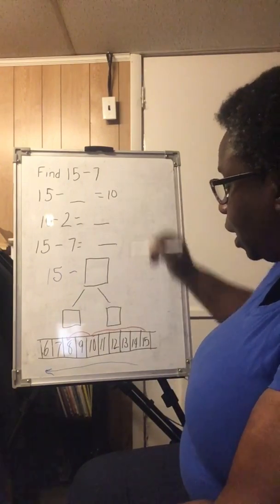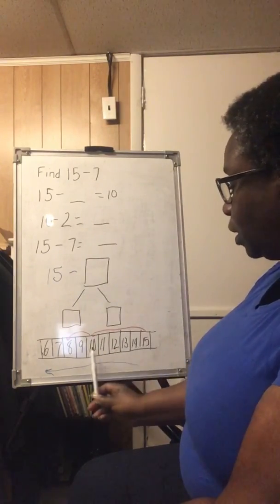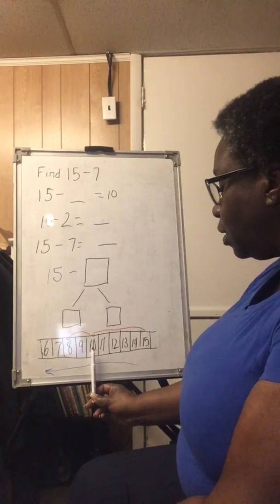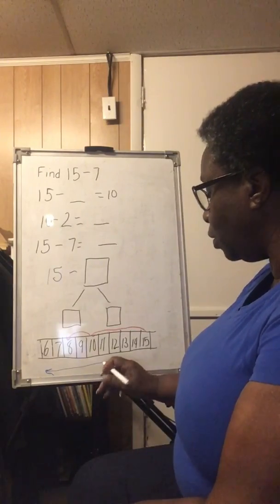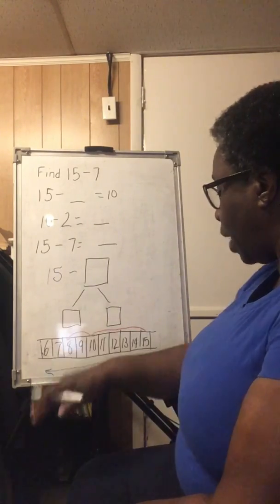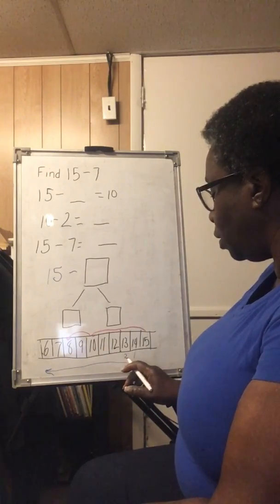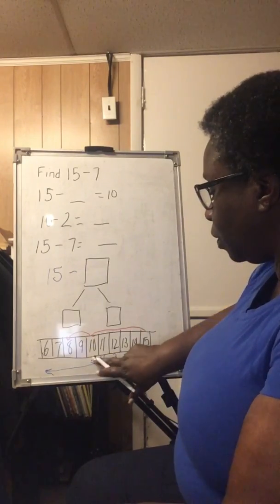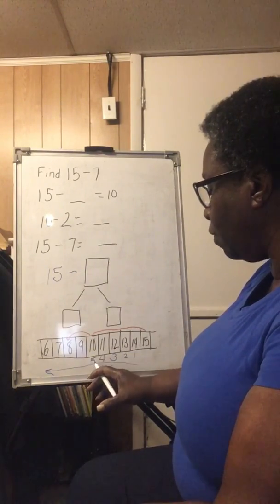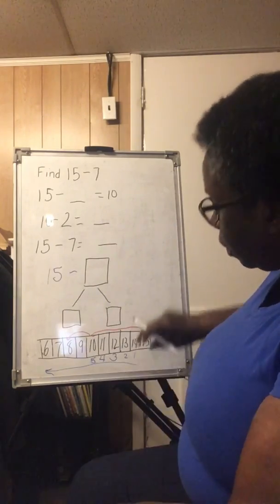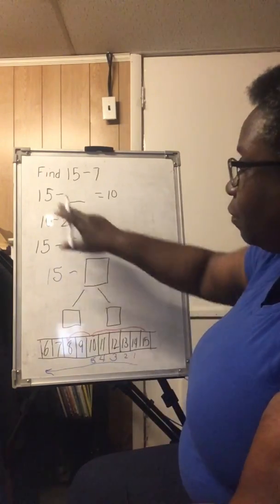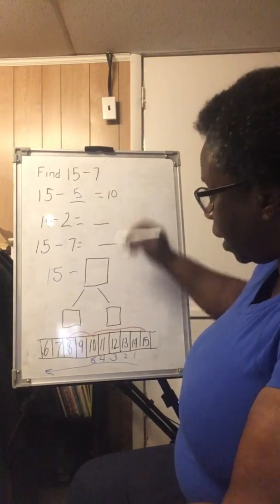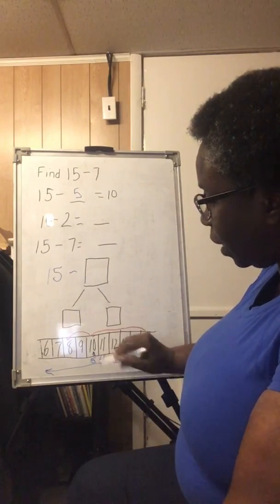So what they did right here, they went from 15 to 10 because that's what we want to get to, 10. So we need to find out how many numbers we went down to get to 10. Let's go backwards. 1, 2, 3, 4, 5. We went back 5 squares. So 15 minus, what is our number? 5 gives us our 10, because that stopped us right here at our 10.